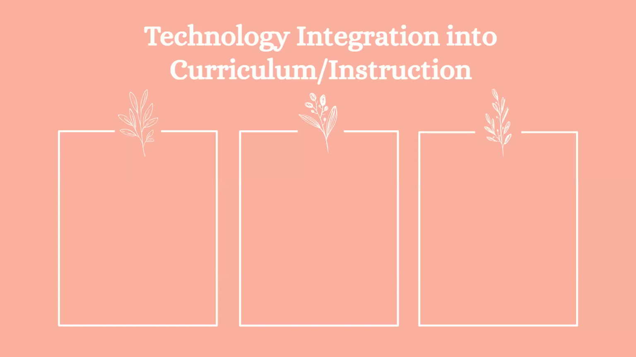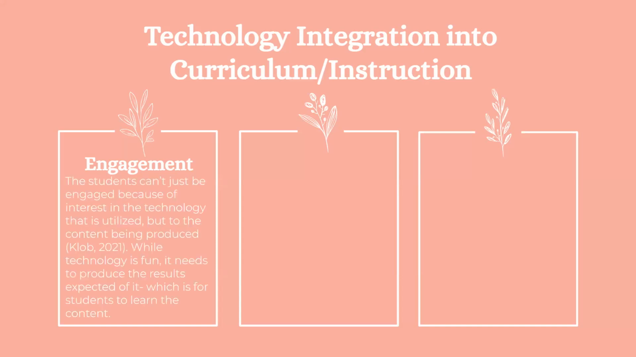So technology integration into curriculum instruction, we're going to be talking about three different points. The first one is engagement. Now, the purpose of technology integration into our curriculum, into our instruction, is all about student engagement. The students just can't be engaged because it's interesting technology that they're learning about or utilizing. But it has to be the content being produced, and that's why there's engagement. While technology is absolutely fun, it needs to produce the roles expected of it, which is for students to learn the content.